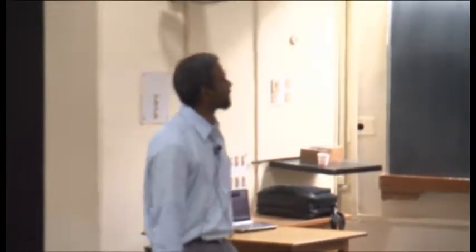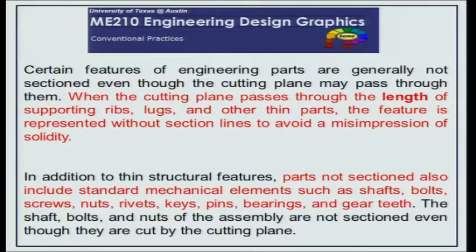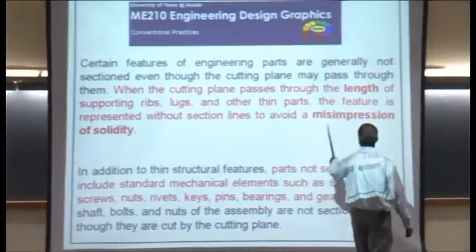Some more. Certain features of engineering parts are generally not sectioned even though the cutting plane may pass through them. When the cutting plane passes through the length of supporting ribs, lugs and other thin parts, the feature is represented without section lines to avoid a misimpression of solidity. So this is a new phrase, misimpression of solidity. I'll talk about that.